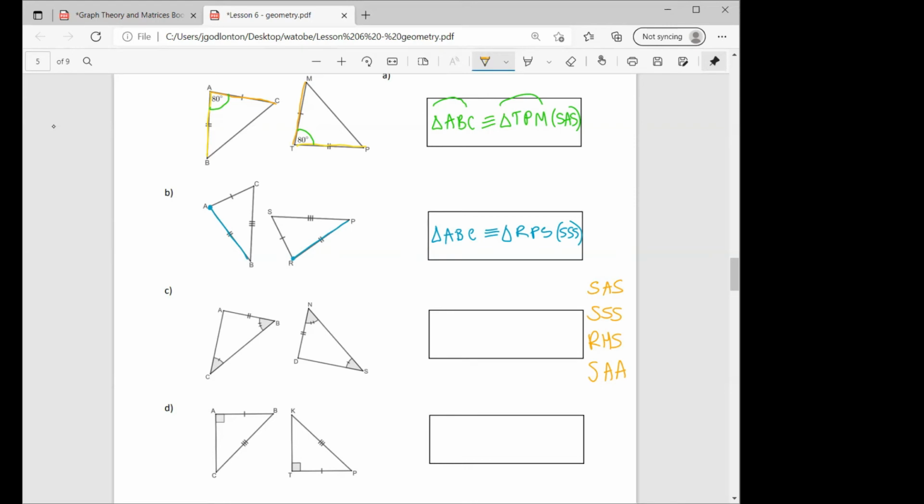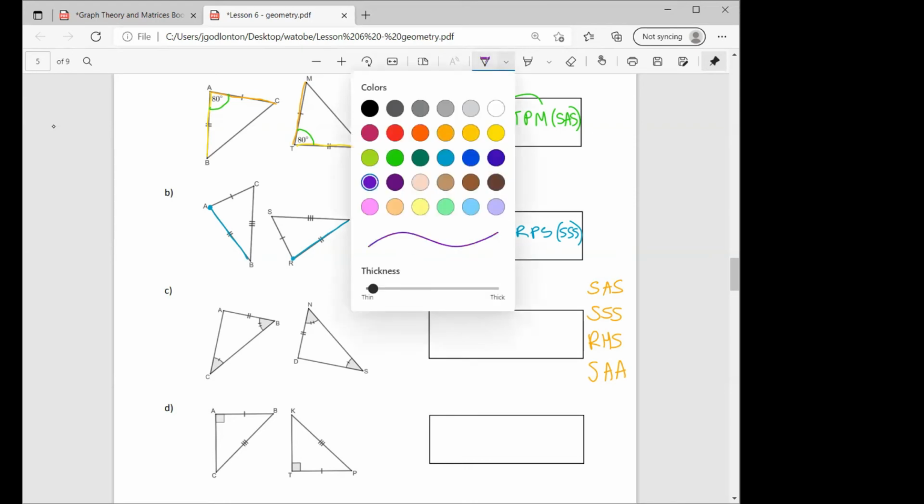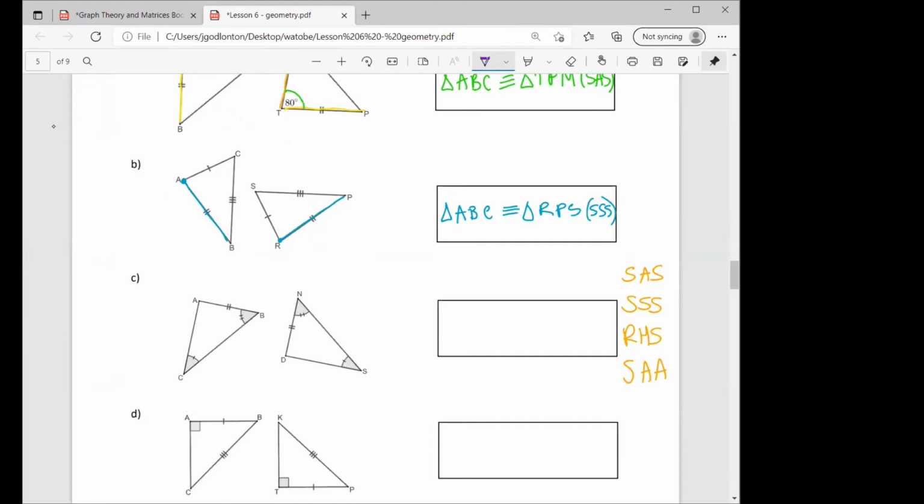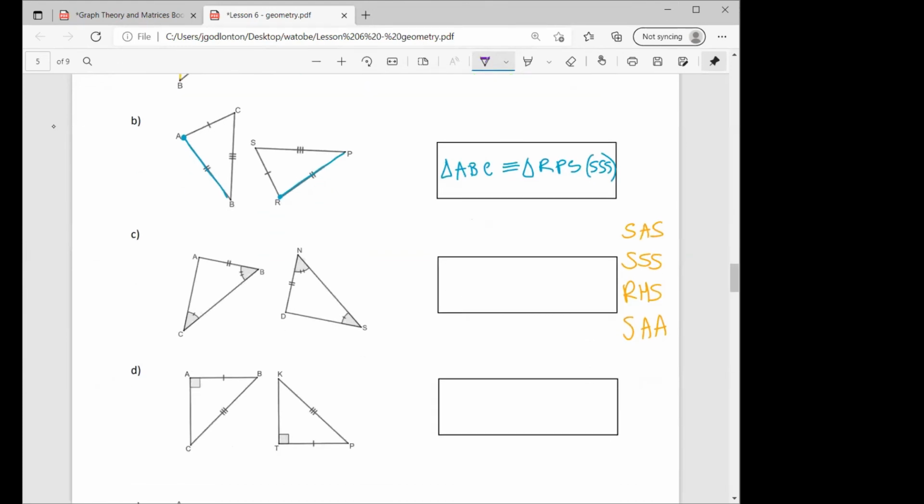Yes, guys, well done. Now we're starting to see the patterns. Okay, so here in C, angle C is the same as angle S, and angle B is the same as angle N, and then line AB is the same as line DN. So we've got side, angle, angle. So I can say triangle ABC is congruent to triangle DNS, and my reason is side, angle, angle. Great. Beautiful answers, guys. Well done.